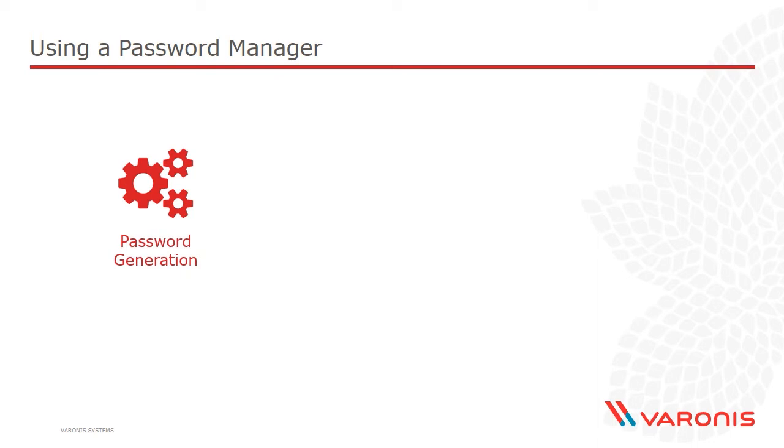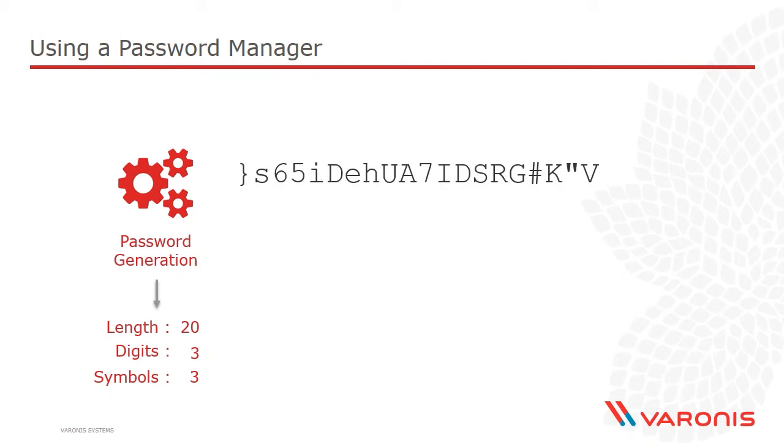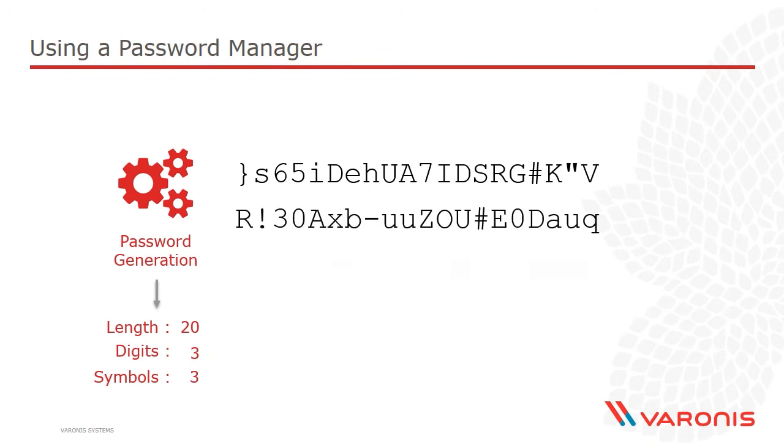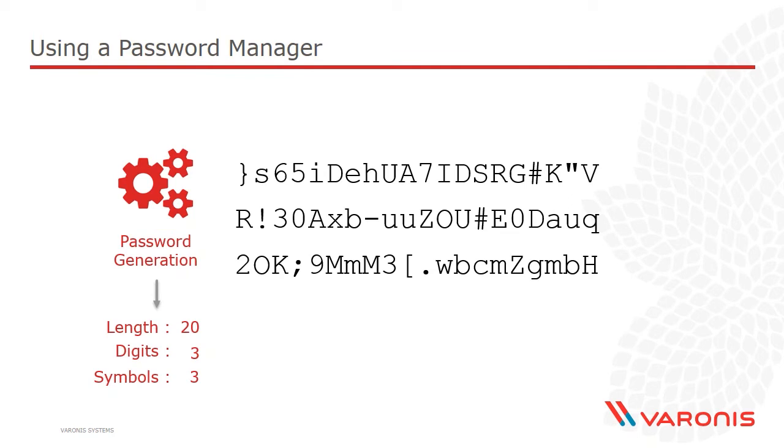So for example, let's generate something with a length of 20 characters. Within those 20 characters, let's have 3 digits. And then we'll also have 3 symbols. If we were to generate genuinely random passwords using those criteria, we'd end up with things like this. These are very good passwords. They definitely pass the length test. They're also random and they're also unique. So the only problem we've got now is, how do we actually recall them?